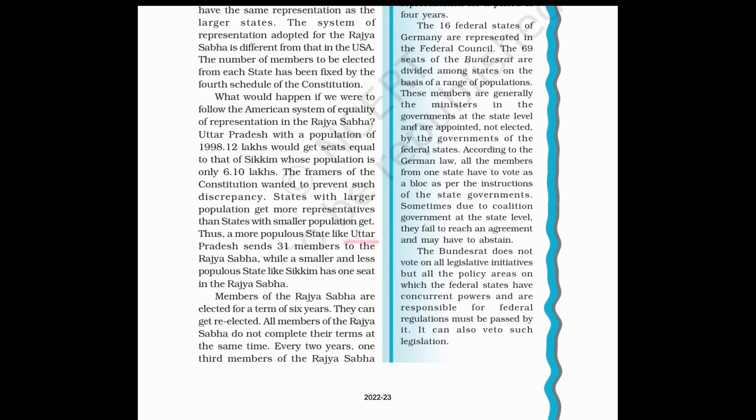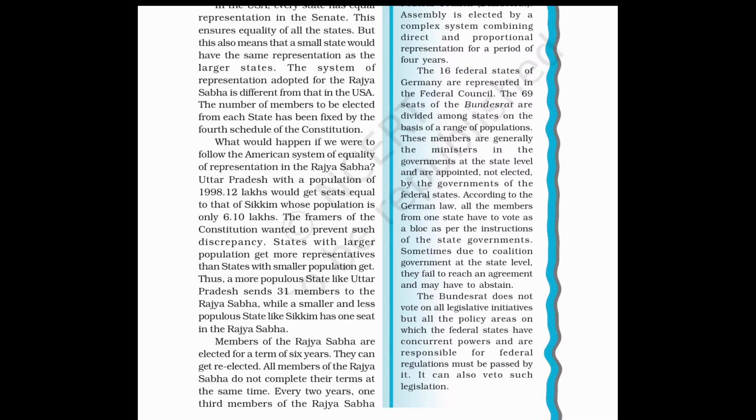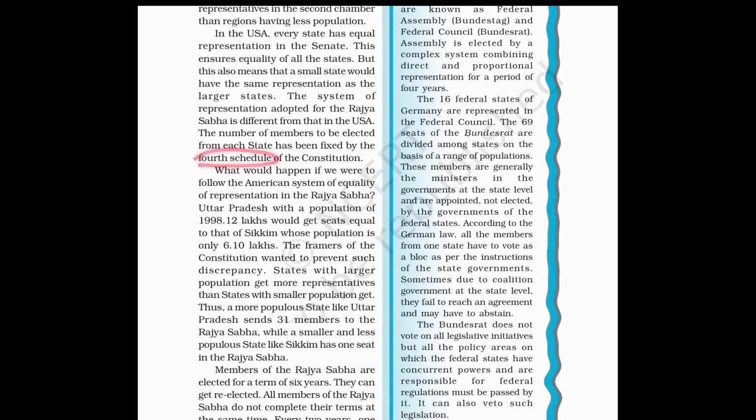So state जैसे उत्तर प्रदेश हो गया, that sends 31 members to Rajya Sabha, and a smaller state like Sikkim will send 1 member to Rajya Sabha. Now the question here also is where is it given that what number of members would come from which state? There has to be some place where it is given, and I have taught you that when I was teaching you the fourth schedule, the schedules of the constitution. So the number of members to be elected from each state has already been fixed by the fourth schedule of the constitution based on the population. So this is again a prelims point that you will remember.